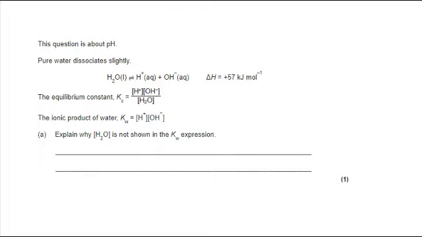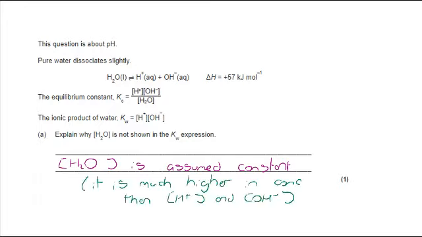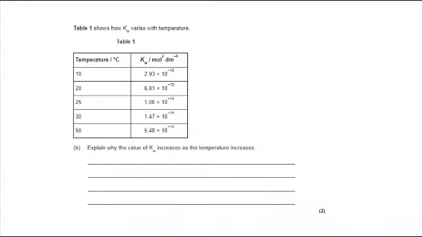Well, the key to this is recognising that there is only a very slight dissociation. And what that means is, from your water, only a tiny fraction of it will actually dissociate. Now, that means that when there is dissociation, the H2O concentration is largely constant. It barely changes to the point that we can assume it to be constant. And as I've already said, that's because it's much higher in concentration than the H plus and OH minus ions that have been dissociated.